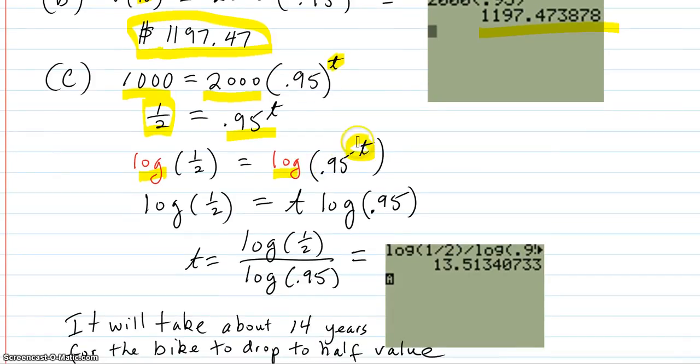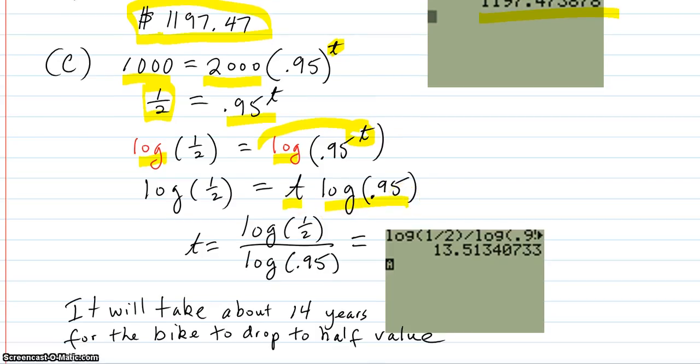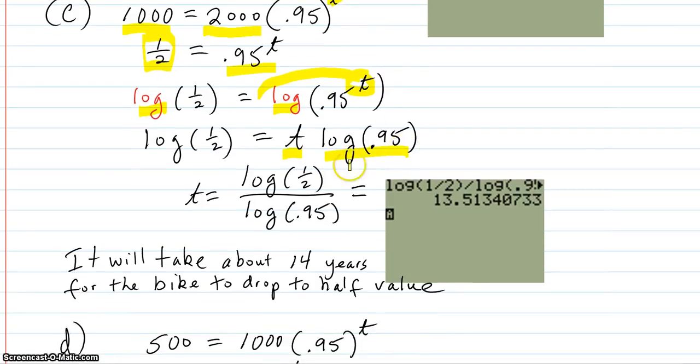The power rule says we can bring this t in the front. T log of this. Now isolate the t by dividing by log 0.95 on both sides. So that comes underneath here. So turning it around, t equals log of 1/2 over log of 0.95. Put it in the calculator, got a little cutoff there. 13.5 years, so we're going to round it up. It will take about 14 years for the bike to drop to half value.